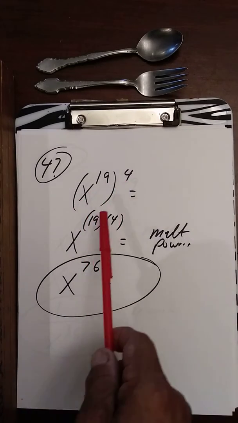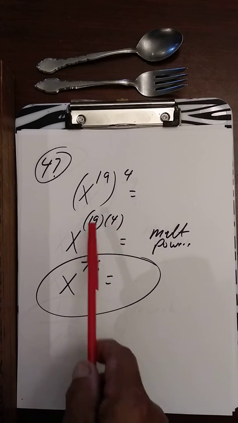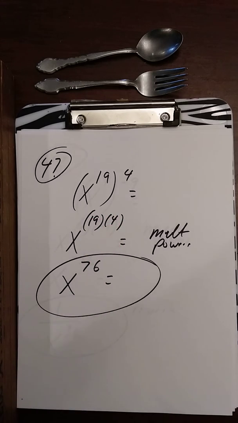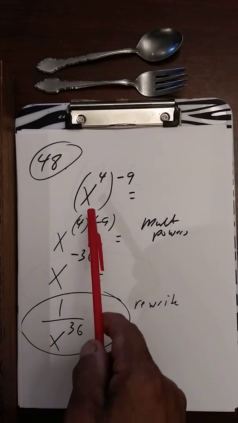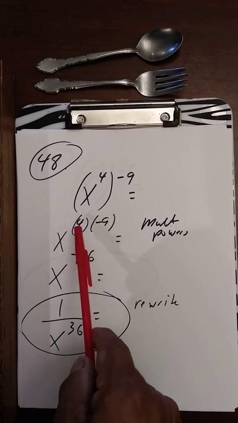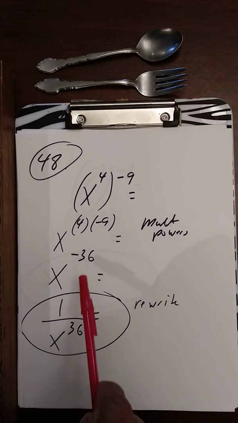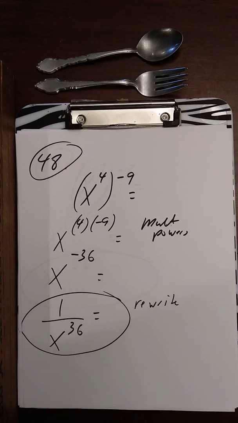x to the 19, all to the 4. Multiply the powers. So 4 times 19 is 76. x to the 76. Again, multiply the powers. 4 times negative 9 is negative 36. Rewrite it as 1 over x to the 36.